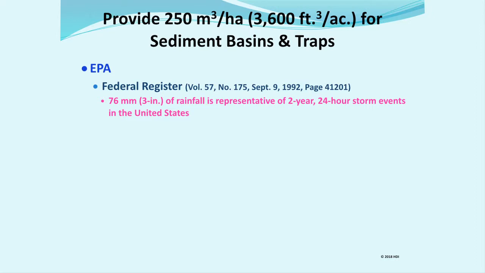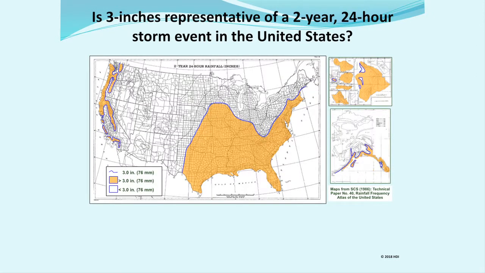3 inches of rainfall represents a 2-year, 24-hour storm event in the United States. Right. Let's see what that looks like. Blue is the 3-inch. That's greater than 3 inches. That's less than 3 inches. On the mainland, most of the land has less than 3 inches.